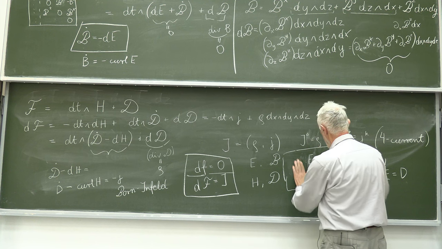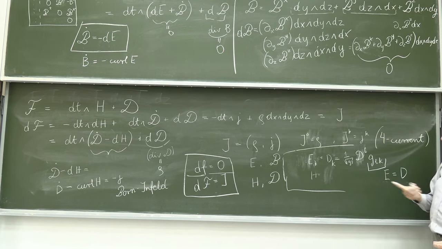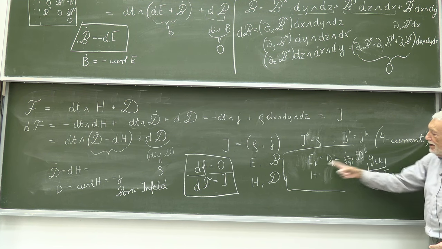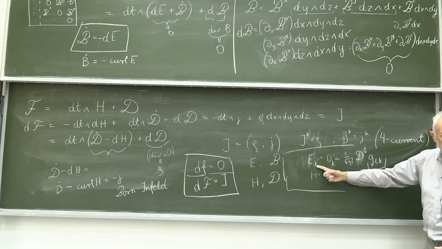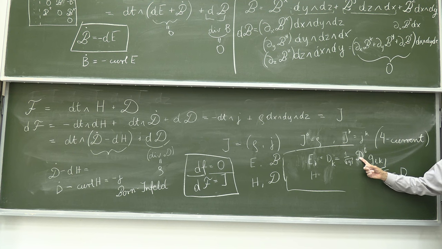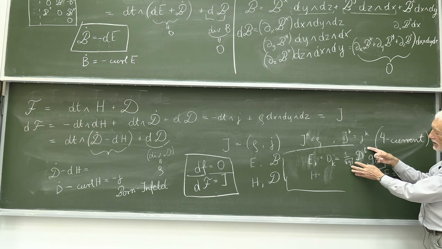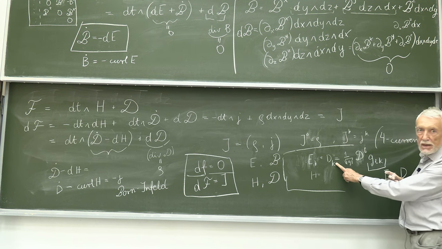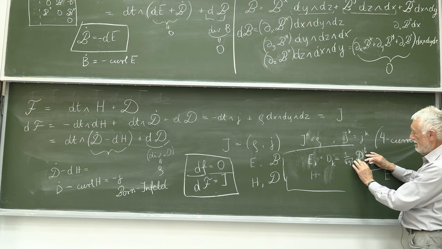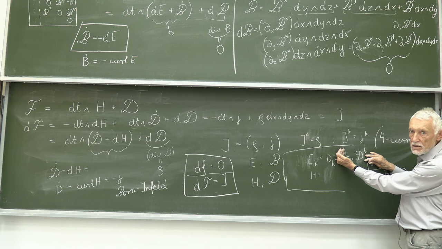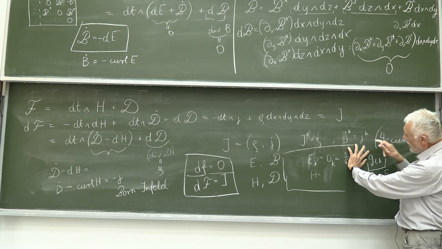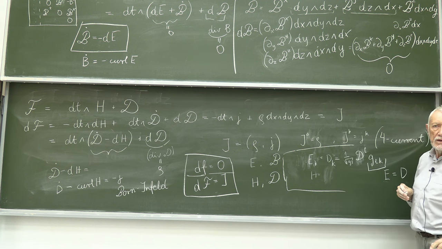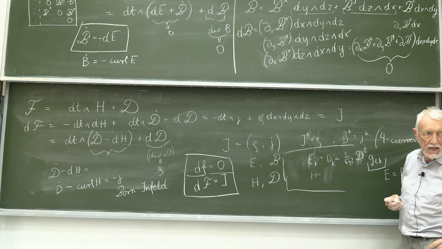So finally, the correct version of the relation between E and D: E is a covector field, whereas D is a vector density. So first of all, I must manufacture a vector field from the vector density by dividing it by the square root of g. This way I obtain D with an upper index, and this is already a vector, and now I manufacture from this vector field the covector.